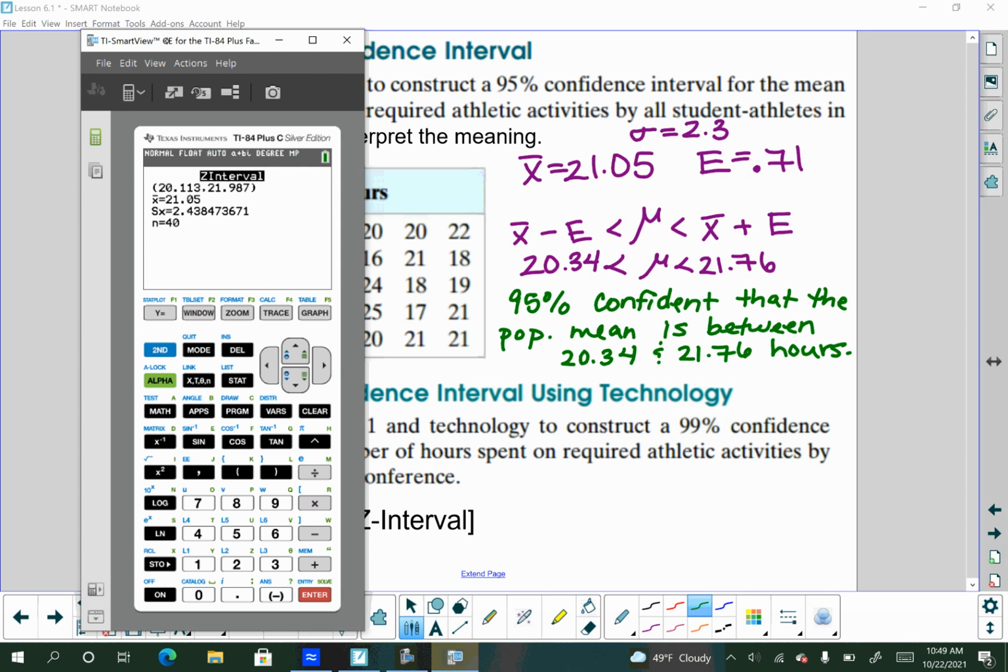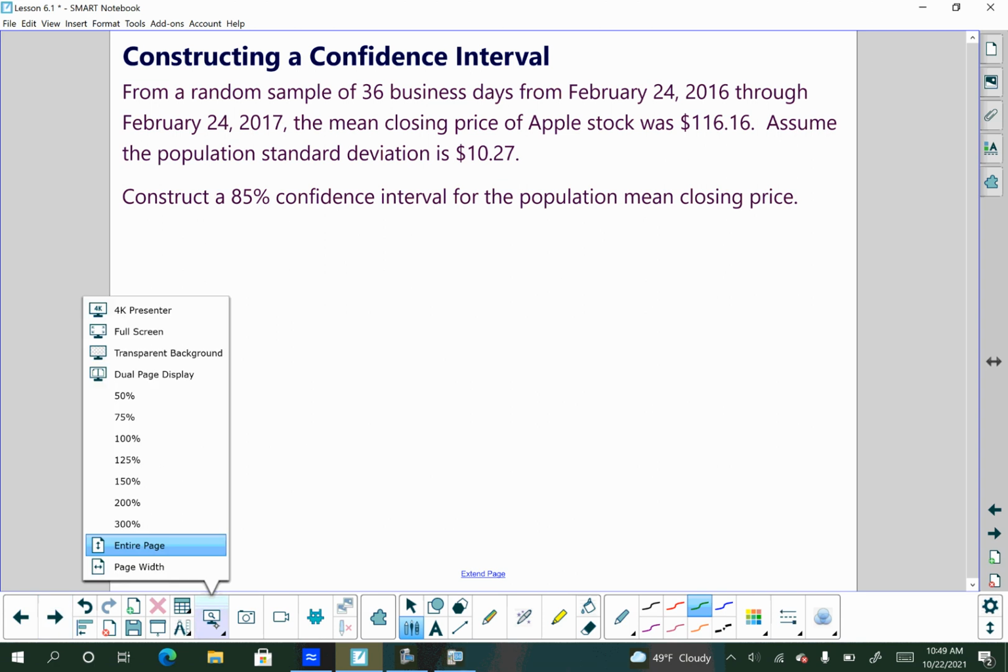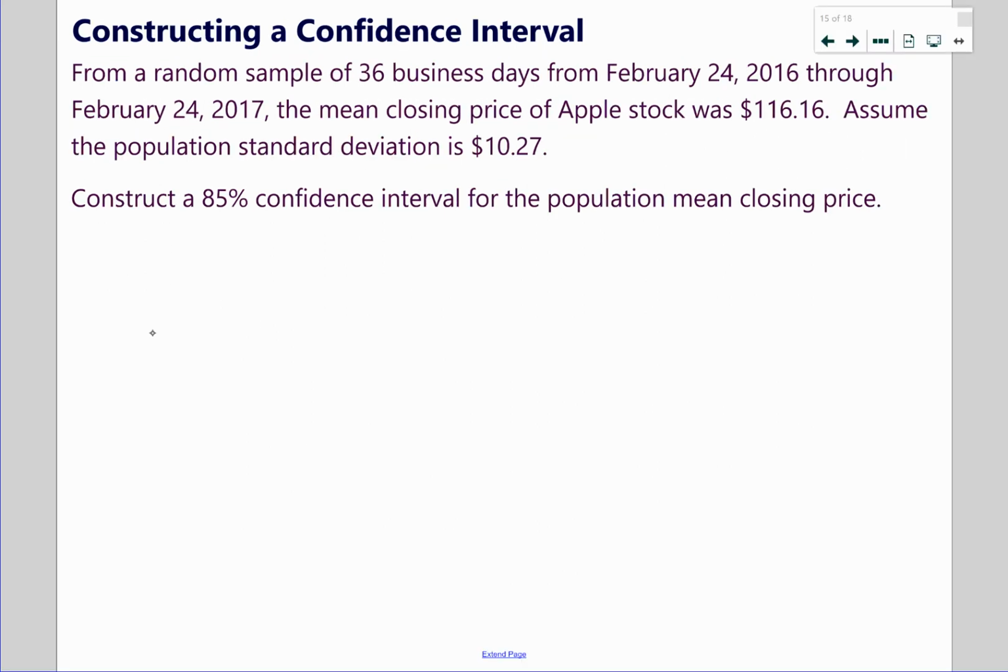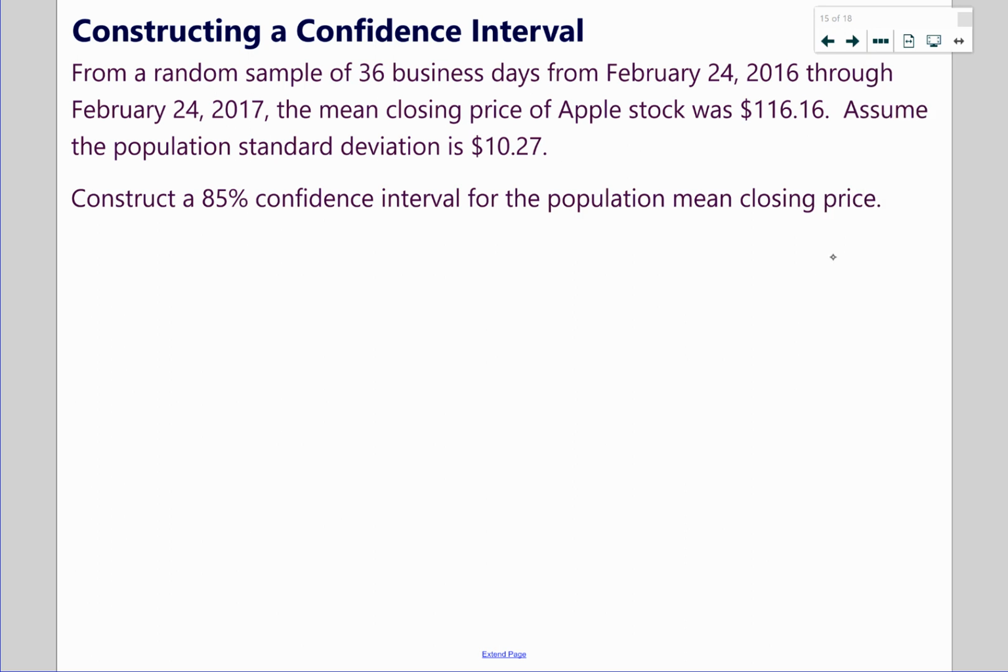All right, cool. So what we're going to do now, we're going to do this one together, practice putting it all together. We're going to create an 85% confidence interval for the population mean of closing price of Apple stock. So we're going to try to pull the important information from this to start. We've got a random sample of 36 business days. So 36 business days is what in terms of all my variables that we're going to need for this? That's our N. It's our sample size.